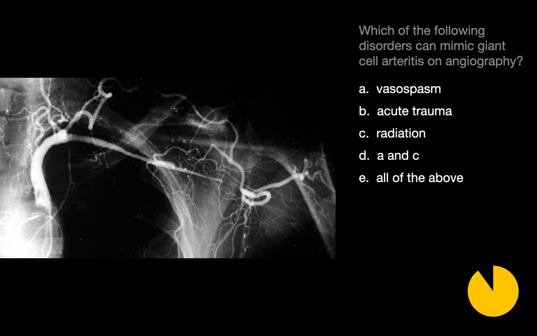Which of the following disorders can mimic giant cell arteritis on angio? And it turns out the answer is E, all of the above. Vasospasm, acute trauma, and radiation can all result in this kind of appearance of smooth, long, diffuse stenoses.